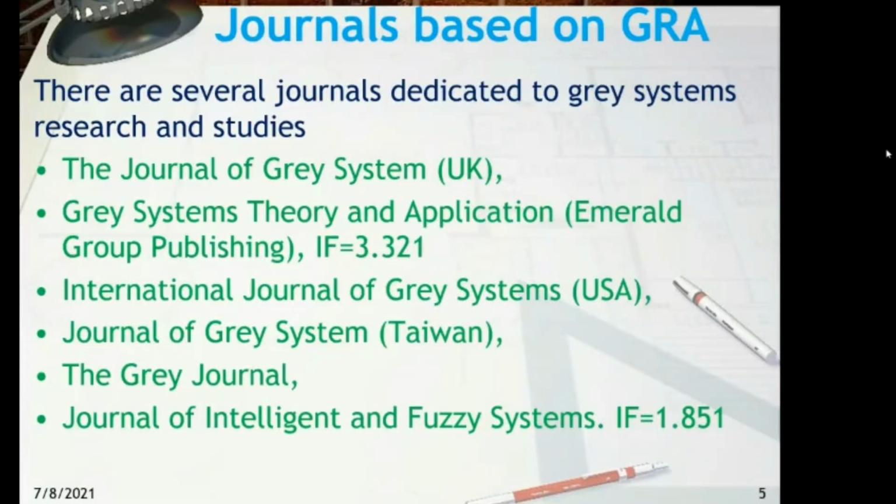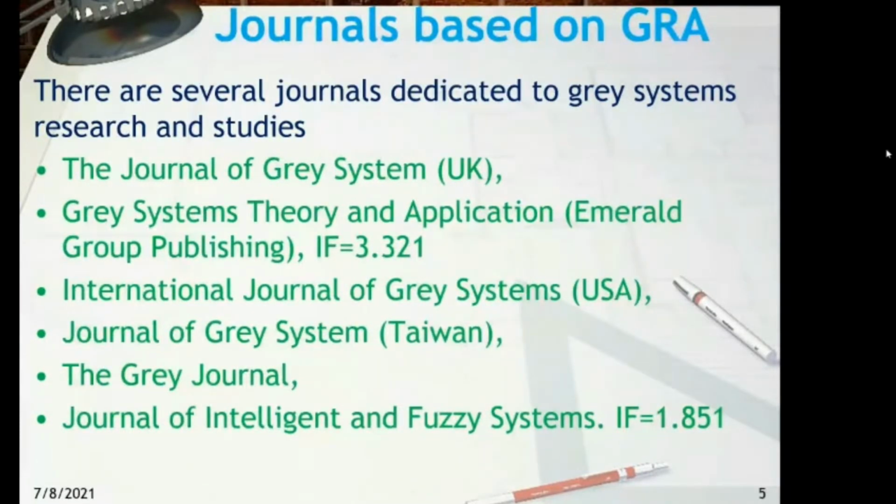So there are some journals where you can use the gray relation approach for your experiments, and your research will be published. You can try these journals. These are the journals purely on gray systems. That is the Journal of Gray Systems, and we have Gray System Theory and Applications. This is totally focusing on developing gray system theory and applications. The impact factor is very high, it is 3.3.